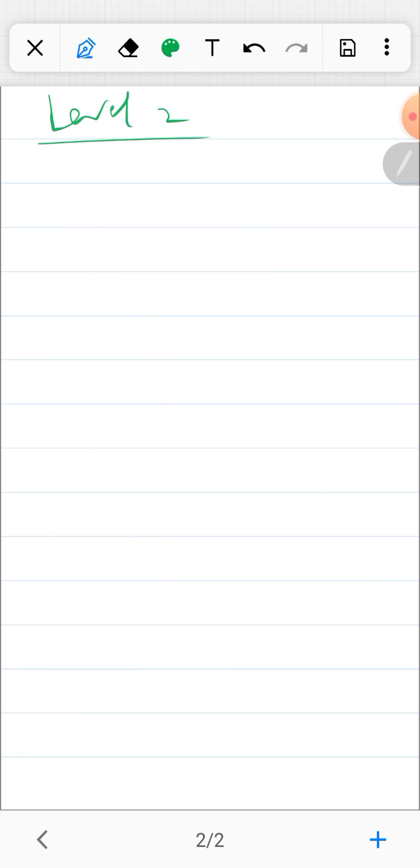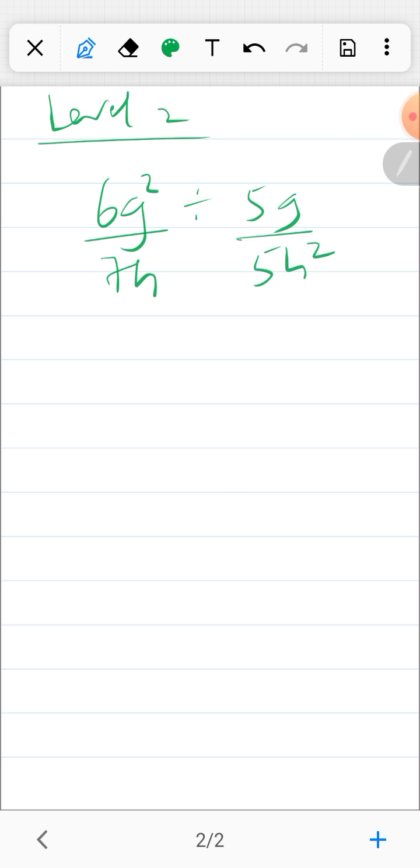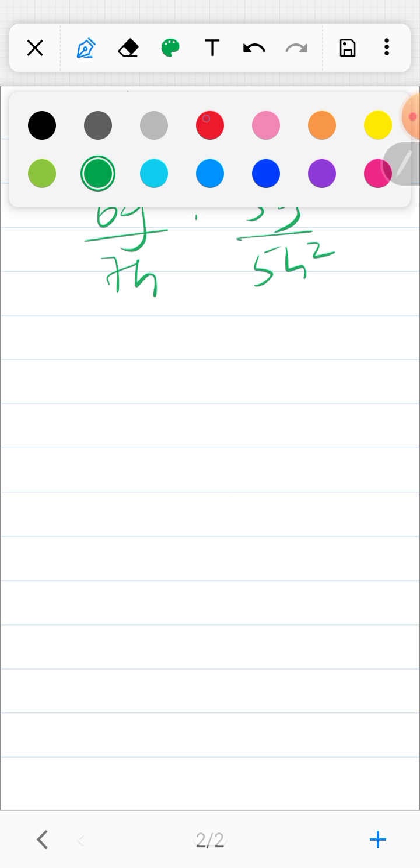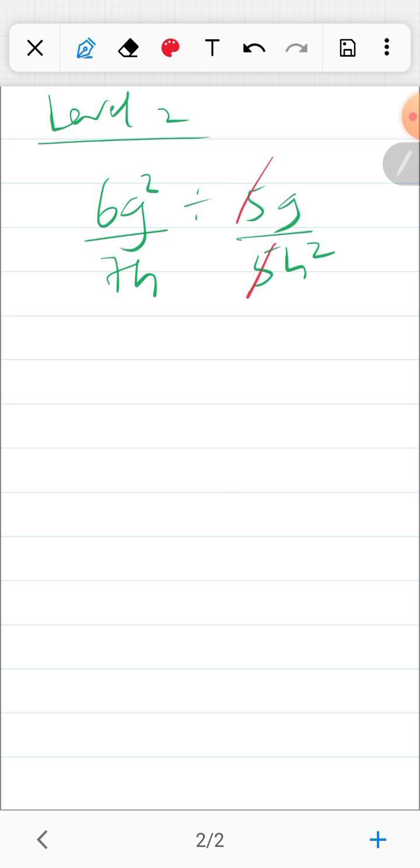I'll do one from 7 to 12. So randomly picking, selecting the easiest one. I am going to do 10, yeah. From 10 to 12, not 11 to 12. 6g squared out of 7h divided by 5g out of 5h squared. Now, quickly I can see 5 and 5, so those will cancel out.